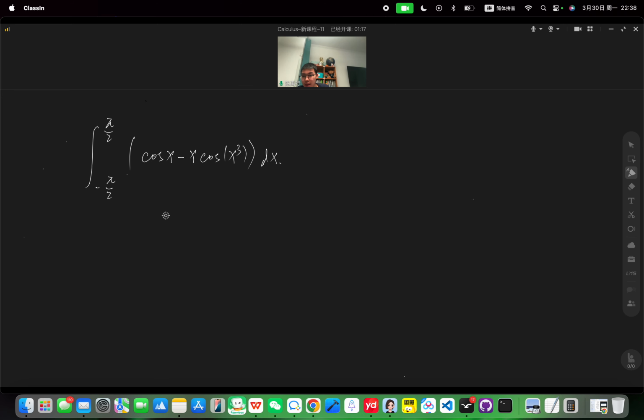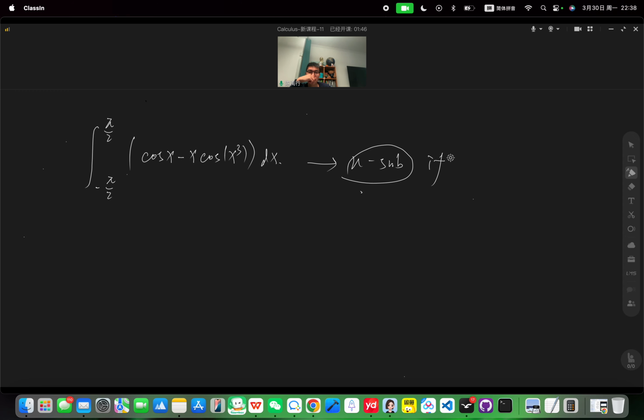Integral from negative pi over 2 to positive pi over 2 of cosine x minus x times cosine x cubed dx. Okay, so how to solve this? First, we might think about the u substitution rule.